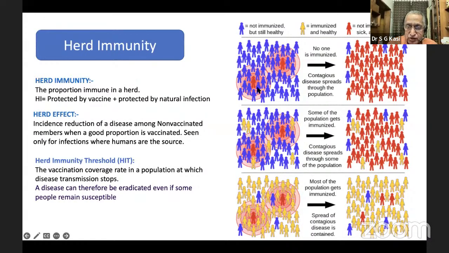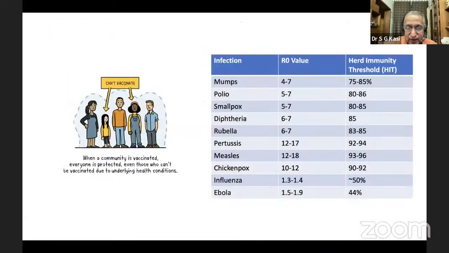In a population which is just not immunized, if there are some infected persons, it spreads very rapidly. In a population which is partially vaccinated, the disease still spreads, though to a lesser extent. But if you have a large population vaccinated, every infected person is met with a defensive wall around it, so it cannot bypass this wall and go and infect an unvaccinated person. So this is the very concept of herd immunity.